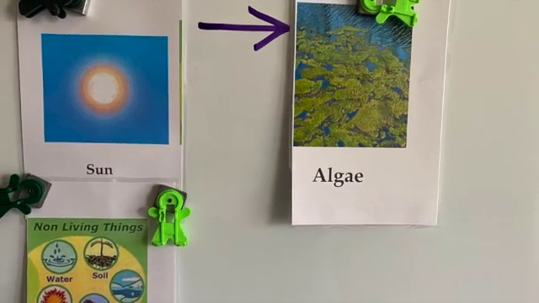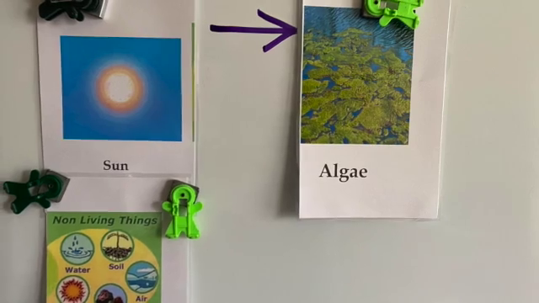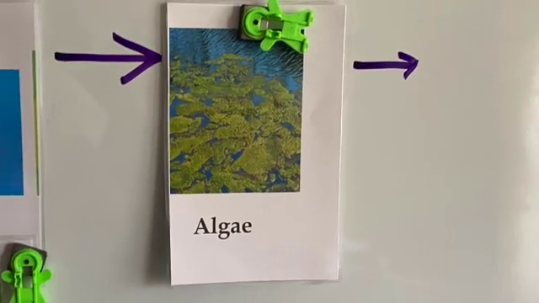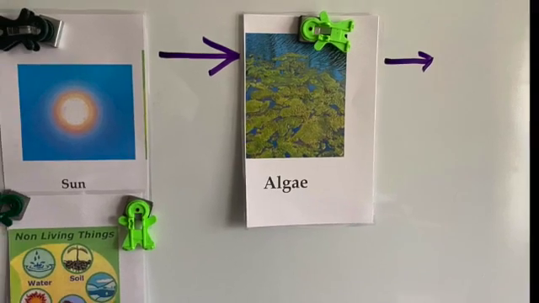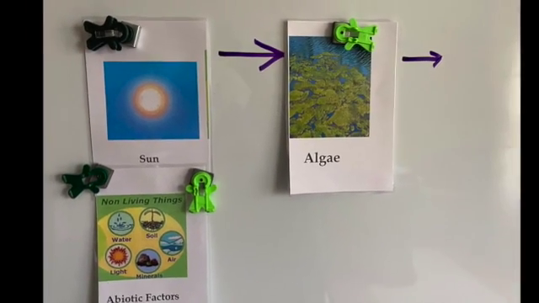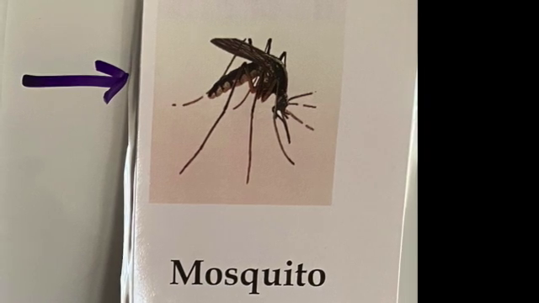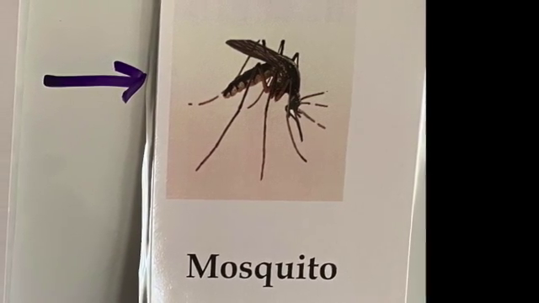The algae is ready to give its energy to a consumer. How are we going to do that? Arrows show energy flow. The energy from that algae is going to go to a mosquito. The mosquito is a consumer.